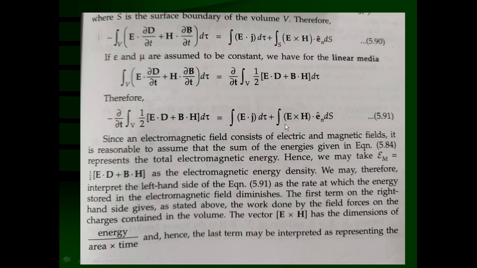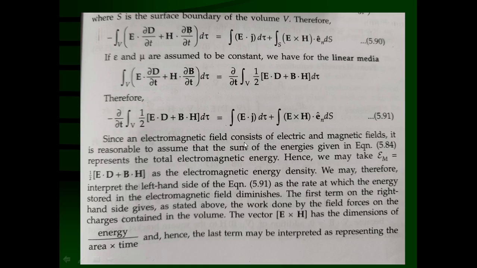And this is nothing but the flux E cross H, which has a dimension of energy per unit area per unit time. That means energy coming out through unit area of the cross section per second. That means it is some kind of flux. So this represents total flux coming out through the boundary of volume V, and that is called electromagnetic flux coming out through the boundary per unit time.